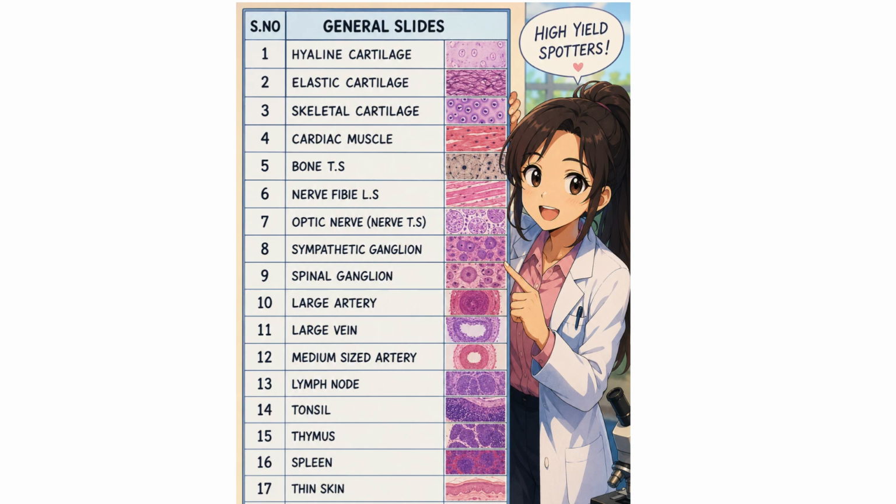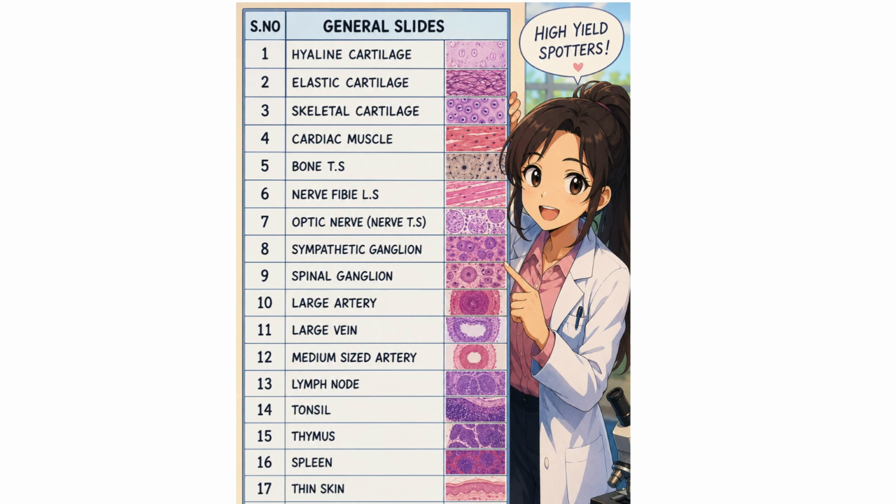For lymph node, capsule with subcapsular sinus, outer cortex, and inner medulla. Outer cortex has lymphoid follicles with germinal centers, whereas inner medulla has medullary cords and sinus. And you have hilum on one side for lymph node.